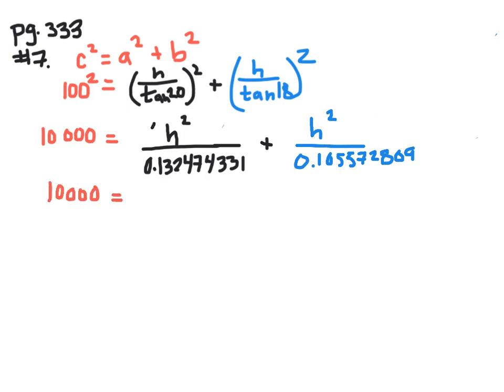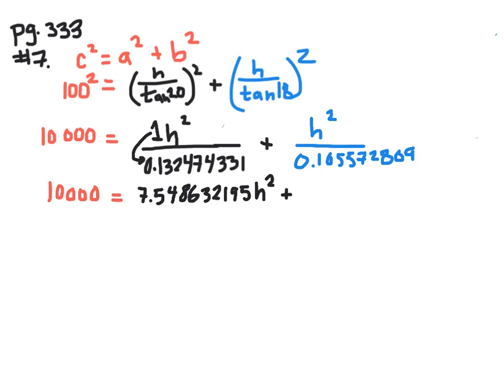How does this help me? Remember that there is a 1 in front of the h squared here. So I could actually do 1 divided by that number and write that out in front of the h squared. So 1 divided by that entire number gives me 7.548632195 h squared. I'm not going to round any of that because I want to keep all the decimals.